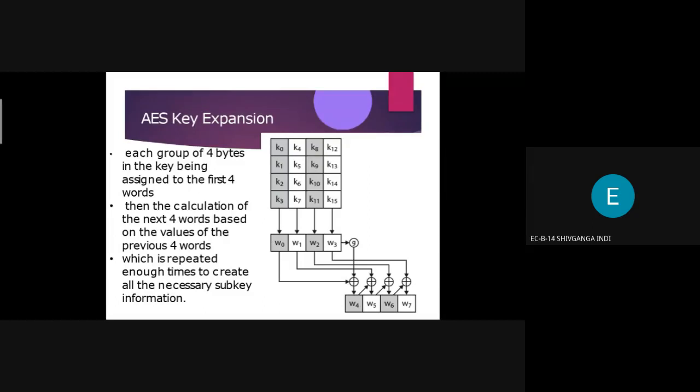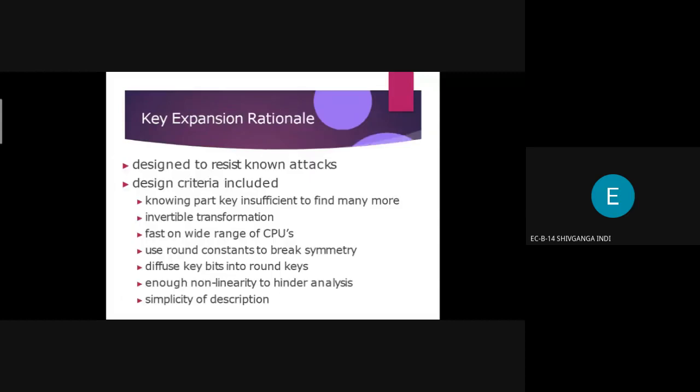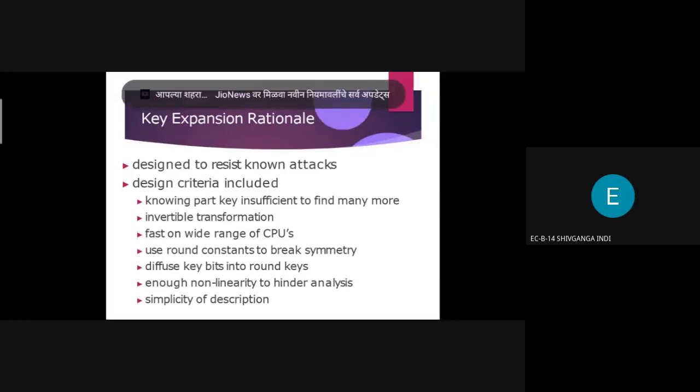In order to expand the key, first we form the groups of keys. So 4 keys are applied to one word: k0 to k3 is applied to w0, k4 to k7 is applied to w1. Likewise we can apply the keys to the respective words, and by using the XOR operation, we can expand the particular key. Okay, so why is there a need for the expansion of the key?